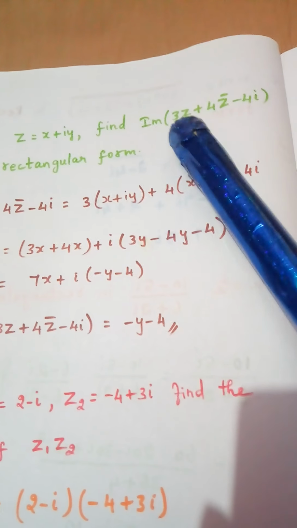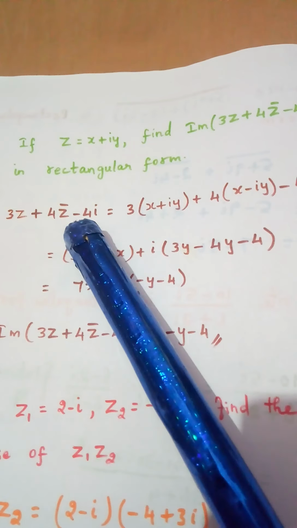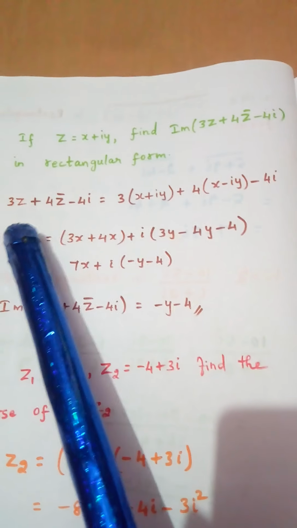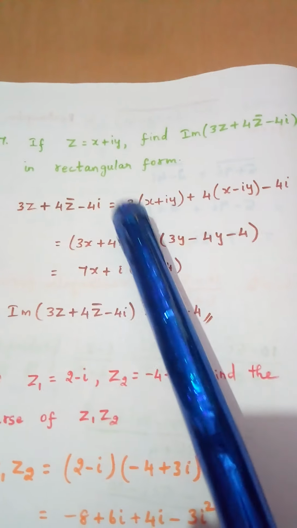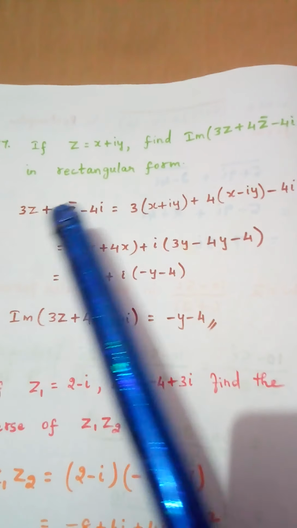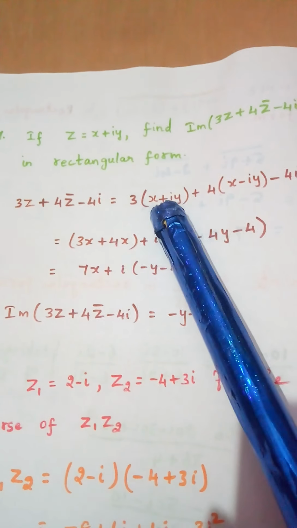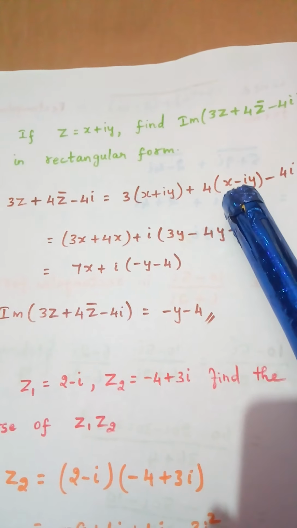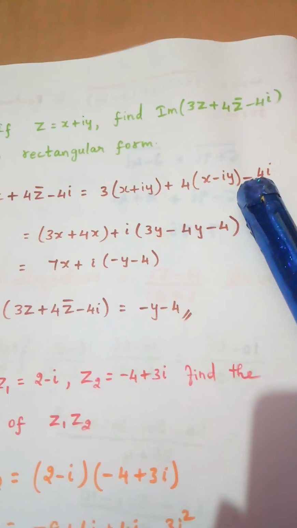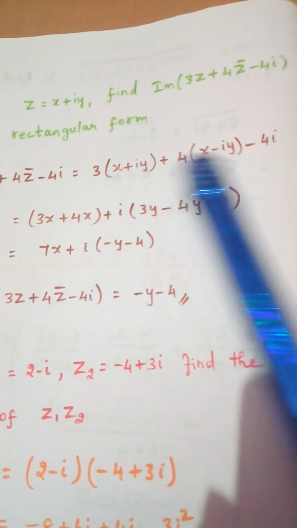So what I'm going to do is take the term present inside the bracket here, 3z plus 4z bar minus 4i, which is nothing but the term present in the bracket. We are taking that and calculating here. So 3, I have written, in place of z I am writing x plus iy, plus 4 into z bar. What is the meaning of z bar? Conjugate of z. Z bar means x minus iy. Then minus 4i, I am writing as it is. Now from this line I am going to split the real and imaginary parts.